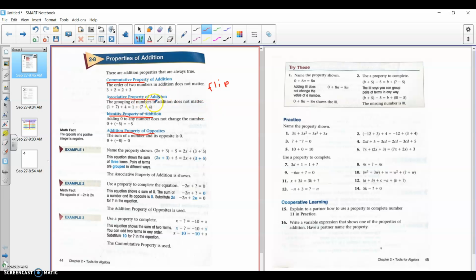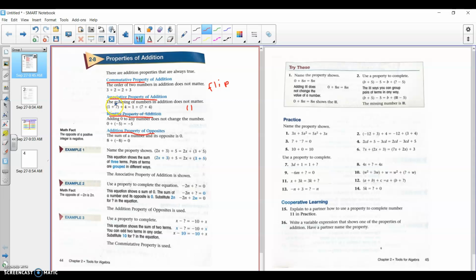The next property is the associative property of addition. The grouping of numbers in addition does not matter. So the thing to look for here is parentheses, okay? And the digits need to be the same on both sides. So 1, 7, 4 and 7, 4, 1, as long as the digits are the same and the parentheses are in there, you're going to see the associative property.